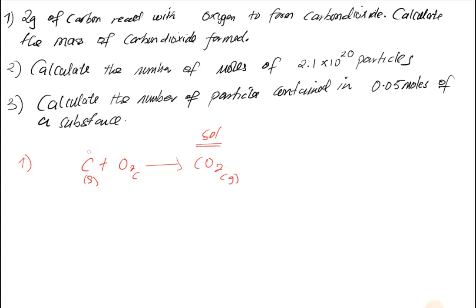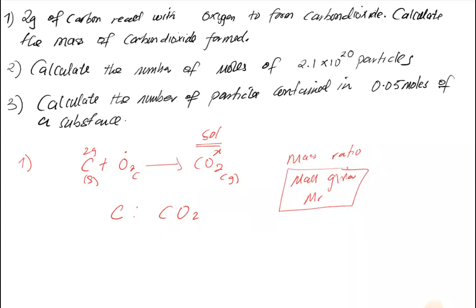We have 2 grams here. We don't know the number of grams there, but we are looking for the number of grams for carbon dioxide, and we are going to use mass ratio. It's quite easy. All we do is compare the masses of carbon to carbon dioxide, and when you talk of the masses, compare both the mass given and the molar mass for each compound or substance.